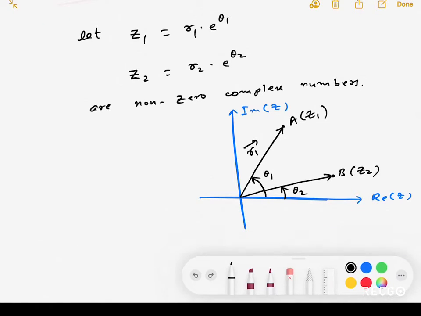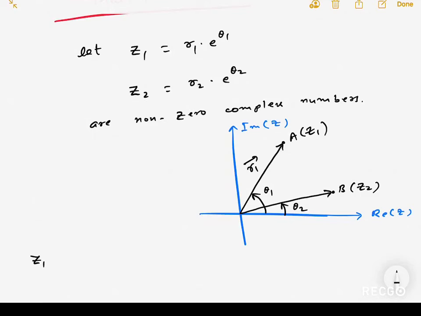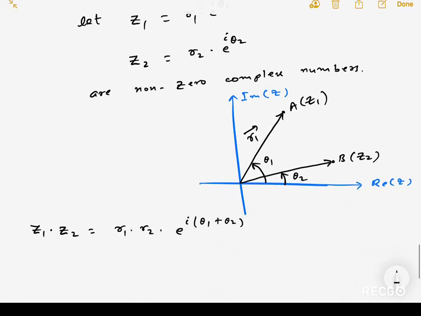So if I multiply z1 and z2 together, what we are getting is z1 into z2 is equal to r1 into r2 into e to the power iota (theta 1 plus theta 2). Now suppose that z1 z2 is a new complex number, and in Euler form z1 z2 is equal to r into e to the power iota theta.